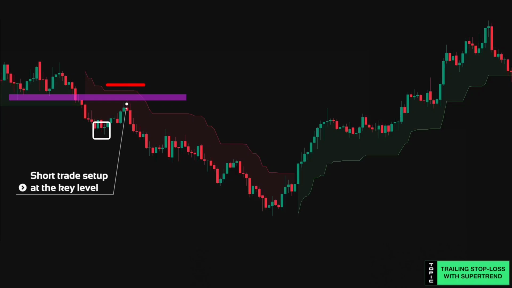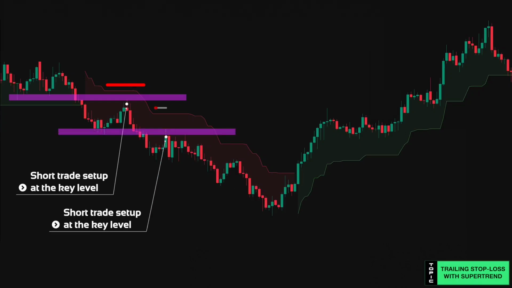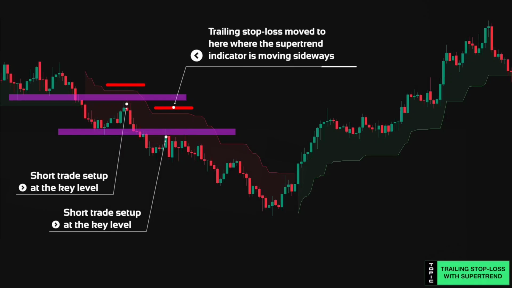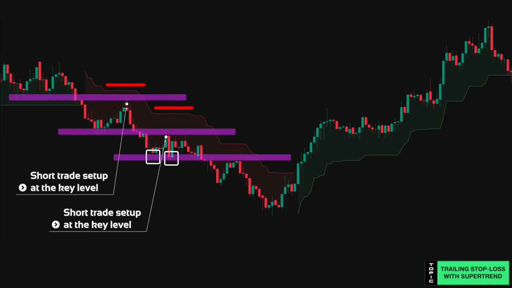This reversal point gives you a key level. Short trade setup here. Trailing stop loss moved to here, where the super trend is moving sideways. These reversal points give you a key level.